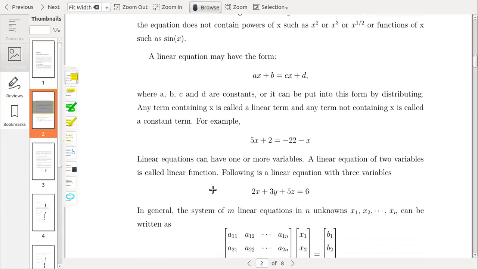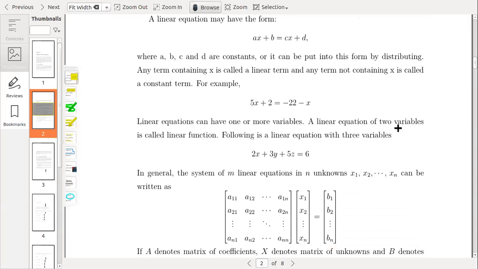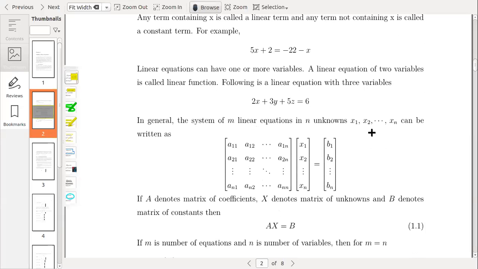So linear equations can have one or more variables. A linear equation of two variables is called a linear function. Okay, so here we can define what a linear function is. A linear equation of two variables is called a linear function. Following is a linear equation with three variables. So this is also a linear equation. Why? Because the power of x is 1, the power of y is 1, and the power of z is 1. So that is why this equation is linear but involves three variables.